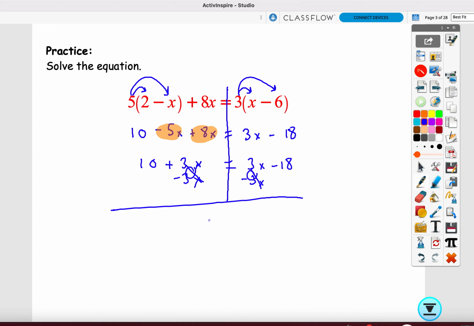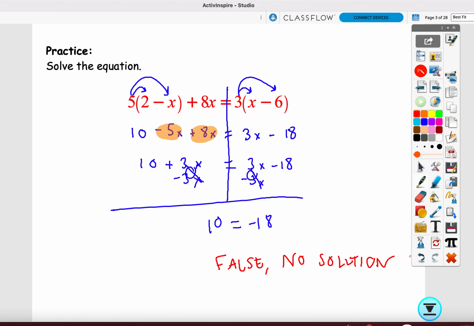0, 0. We get 10 equals negative 18. 10 equals negative 8. That is a false statement. So this is a no solution, just like the example earlier.